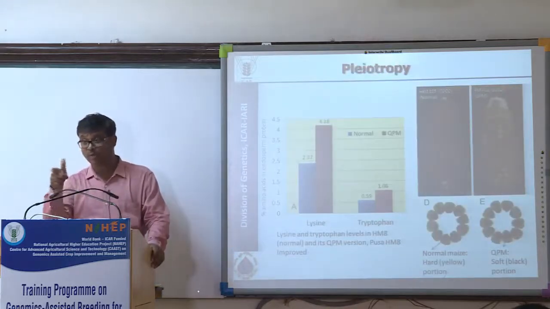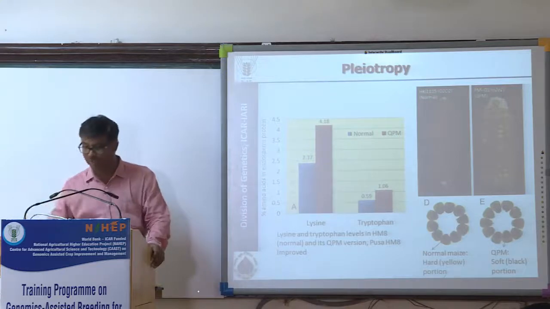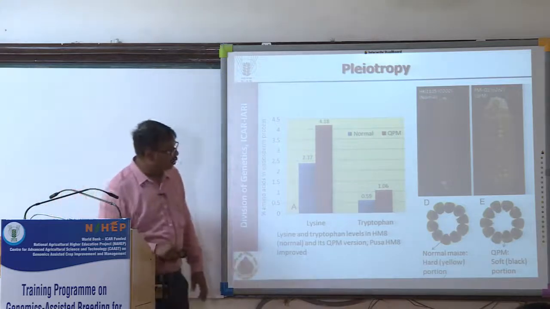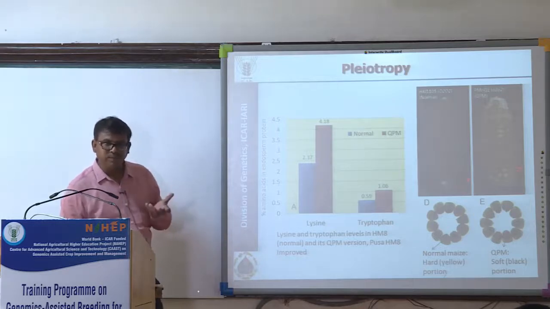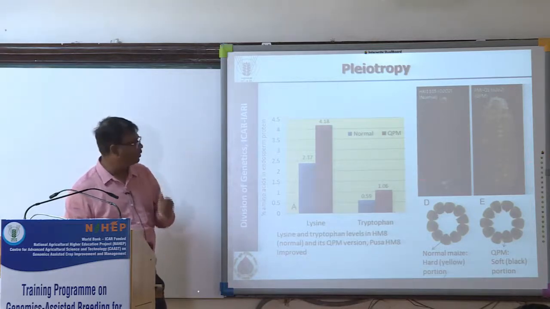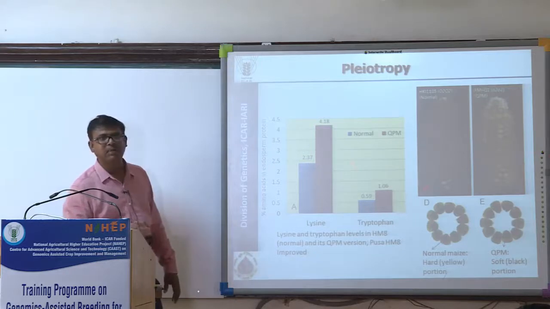We also know what pleiotropy is. Pleiotropy is one gene with multiple effects. Now, Opaque2 is the one where we see the grains will be soft, black on the light box, but it also has enhanced levels of lysine and tryptophan.